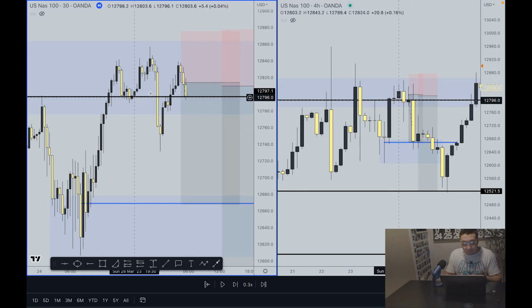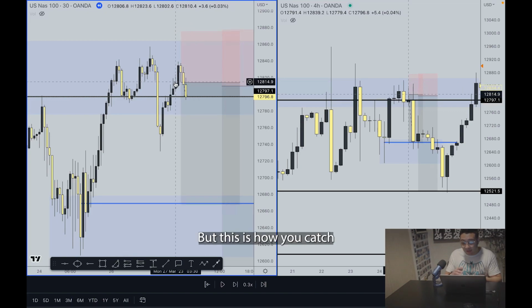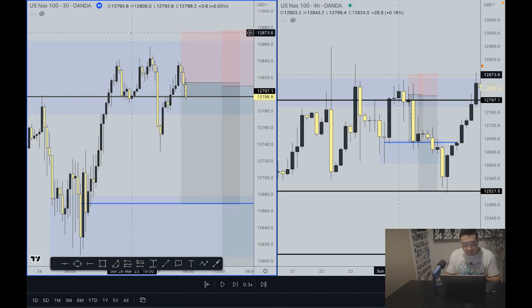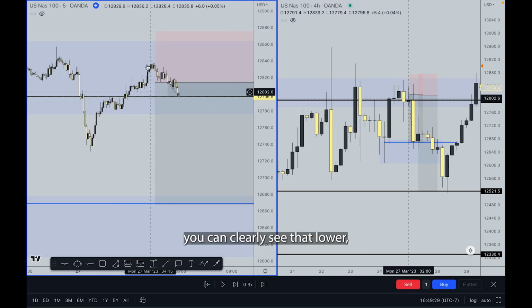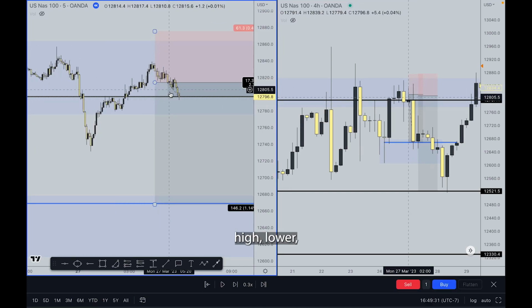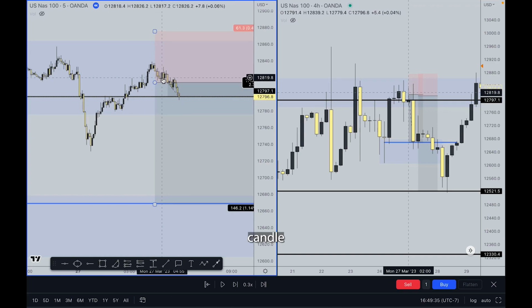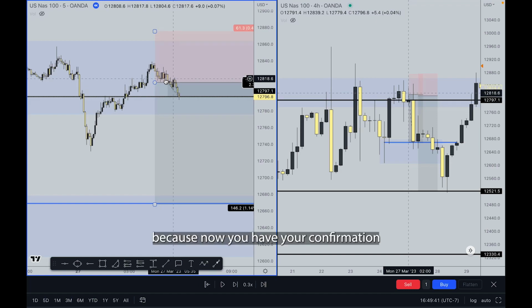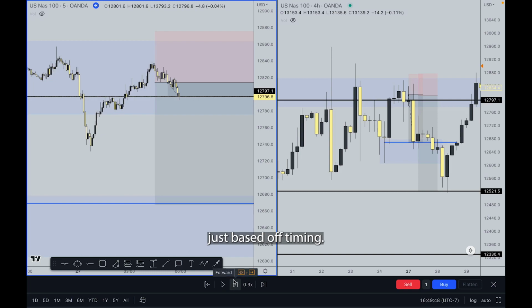Okay. Now you could also enter on the break of the support and continue lower, but this is how you catch the tops and bottoms. If you go to a lower time frame, like the 5-minute, you can clearly see that. Lower high, lower low, lower high, lower low, and you're entering on that bearish candle, on the break of that 30-minute candle low right here. You can enter right here on that little pullback because now you have your confirmation, and this is the retracement, and then you would have no drawdown and a push in your favor instantly, just based off timing.